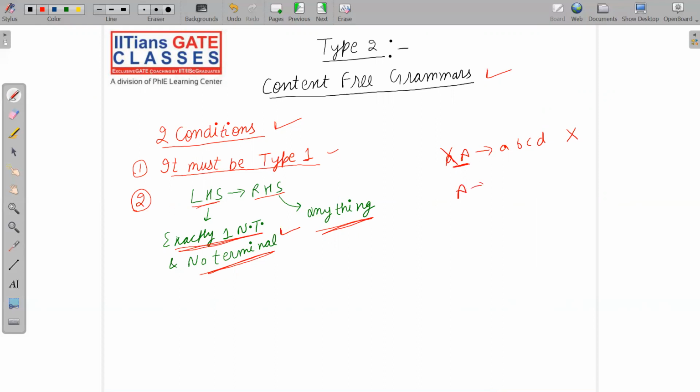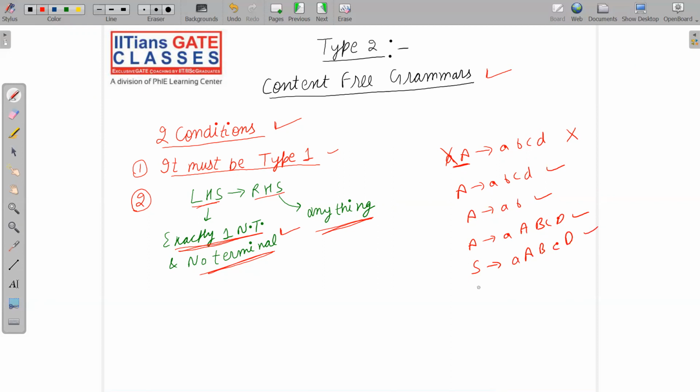Okay, if I write A implies ABCD, yes, this is type 2. If I write A implies AB, this is type 2. If I write A implies AABCD, this is type 2. I'm writing again A and A. So let me write it S type. We can have any non-terminal. This is obvious, I hope. So S goes to A, B, C, D, dot, dot, dot, anything you can have.